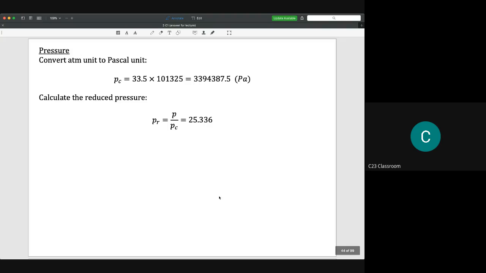Then we could convert the atm unit here to Pascal unit. We know that 1 atmospheric pressure is equal to 101 kilopascal, so for 33.5 we have around these numbers. And then we calculate the reduced pressure, PR, which can be calculated as here. All the equations here are in the textbook, I think.